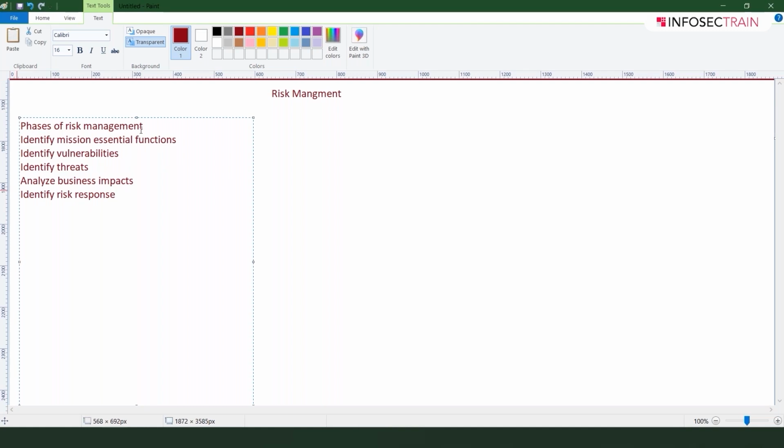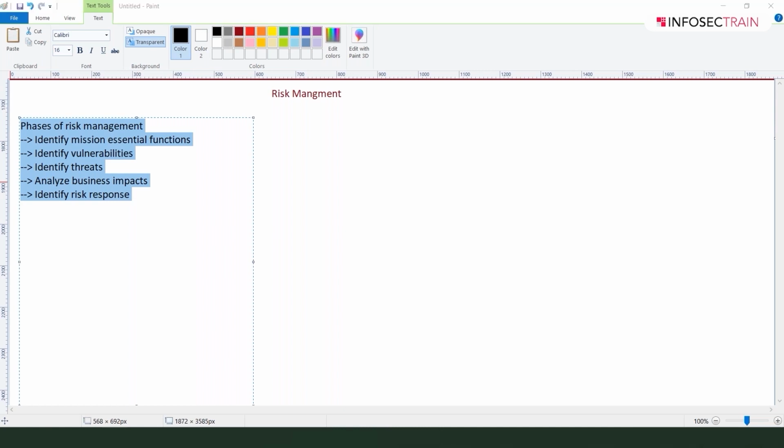So when we are talking about the phases of risk management: identify mission essential functions, identify vulnerabilities, identify the threats, and analyze the business impact. This is going to be the phases of the risk management, and identify your risk response. These are the phases of your risk management itself. So let's just change the color for this. Let's just start with the black again.